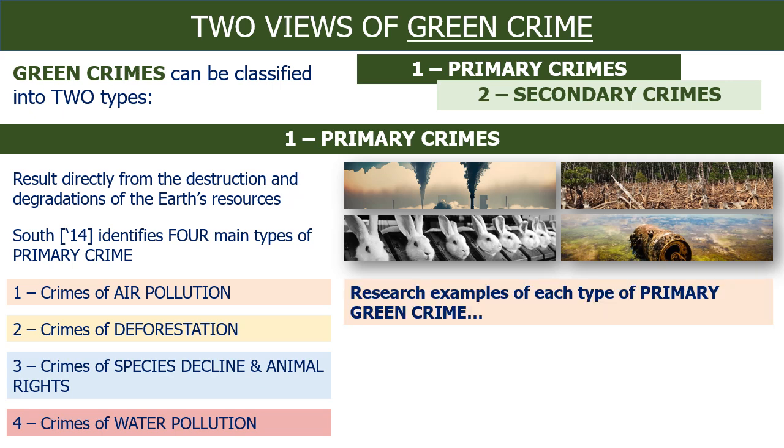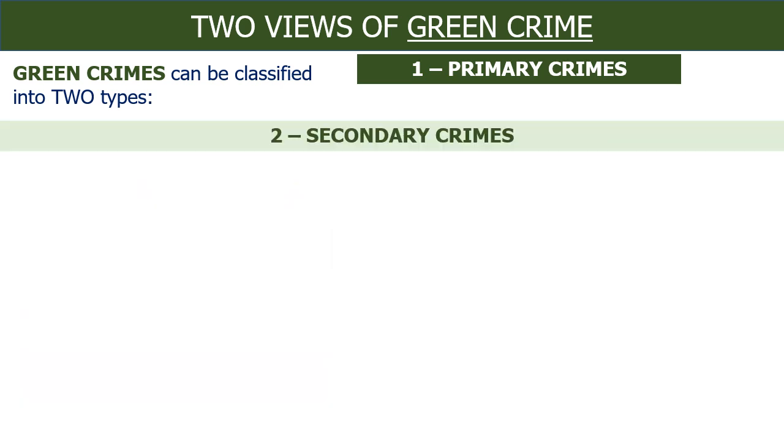So you can spend some time now doing some research and finding examples, at least one example of each type of these primary green crimes. Well, I'm sure it wasn't too tricky to find examples of those, which might be kind of unfortunate, but there's plenty of them. Let's move on to looking at secondary green crimes, okay?